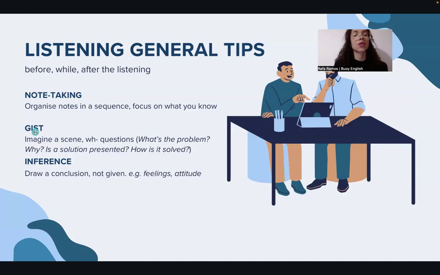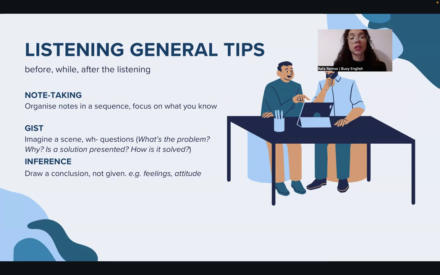So when you're doing this, you're taking notes organized in the order that you hear, and you're looking for gist. This is a very important word and a very important strategy. You're looking for the big picture, you know? You kind of imagine a scene, and this scene is being composed with more elements as they speak more about what is happening. This helps you stay focused, right? So gist is the main idea, right?